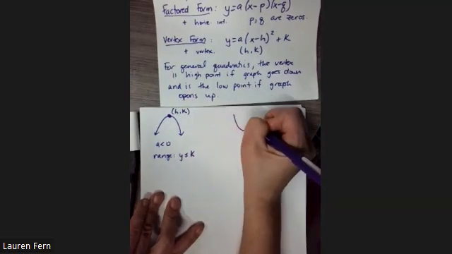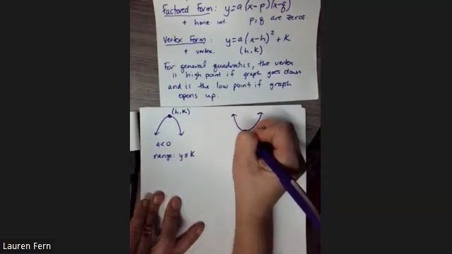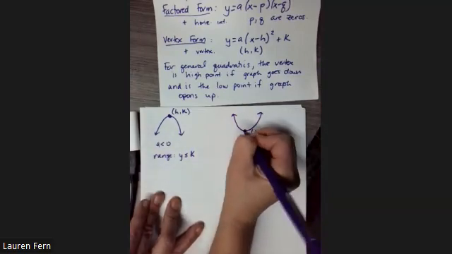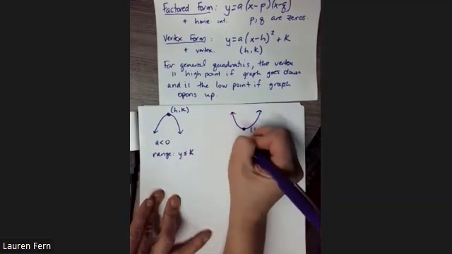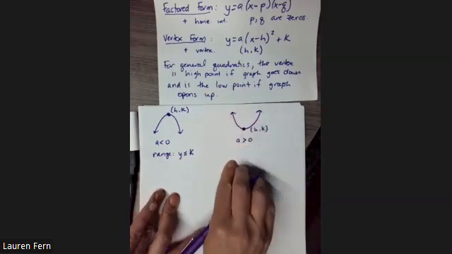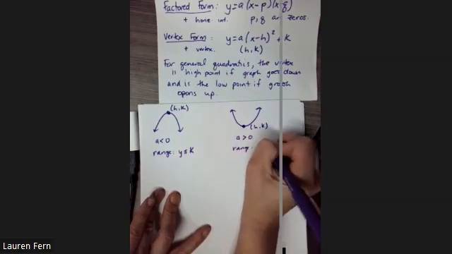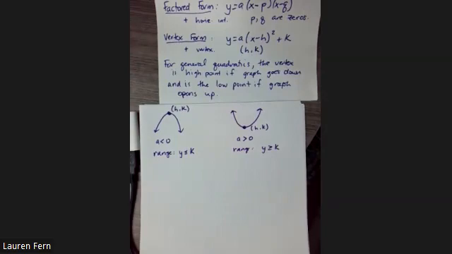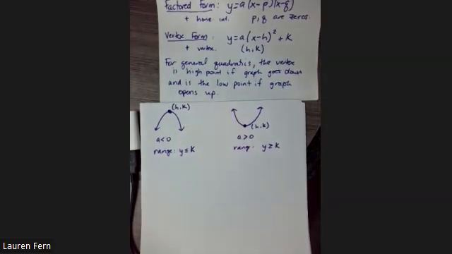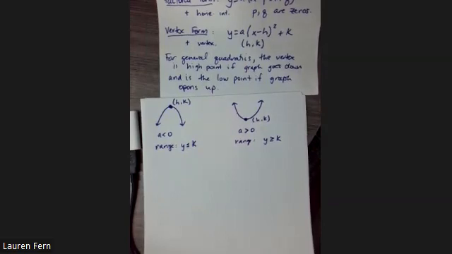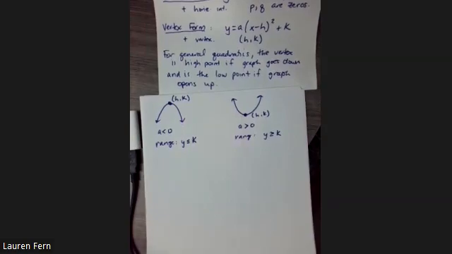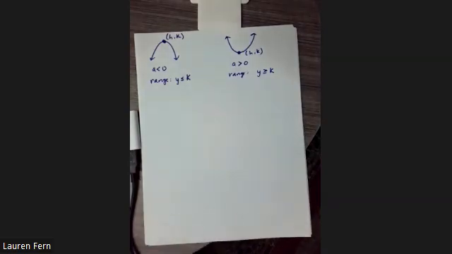Similarly, if our graph opens up, my vertex is my low point. We know since our graph opens up that our leading coefficient is positive. And here for our range, our y values are greater than or equal to k. All right. Now, I want to talk about each of these forms, and we're going to play around with each of these forms and how to get from one to the other.